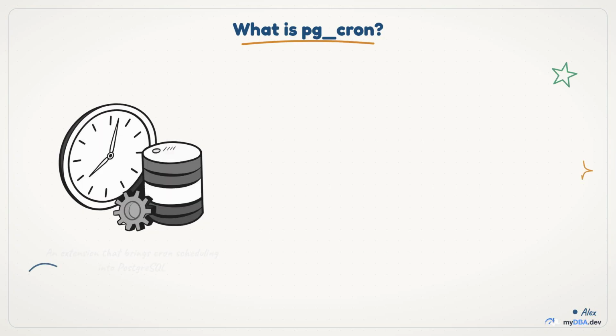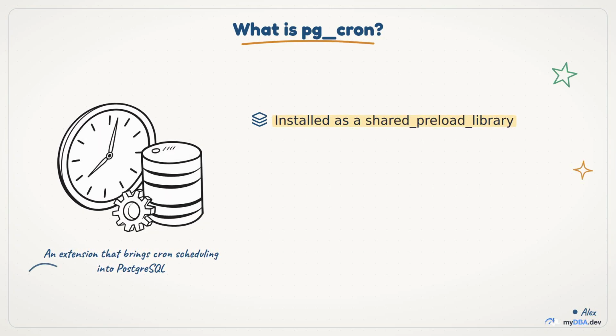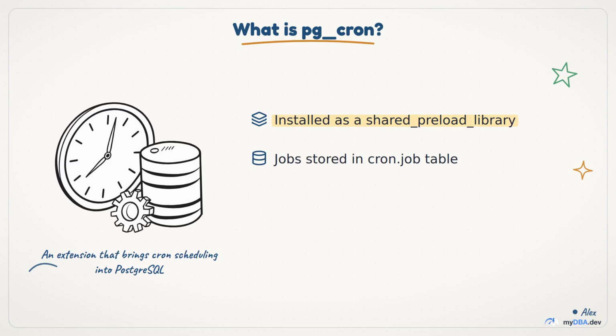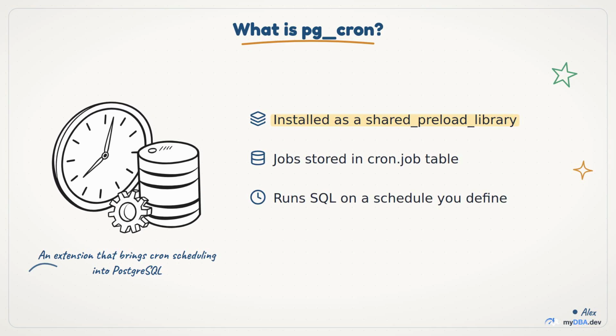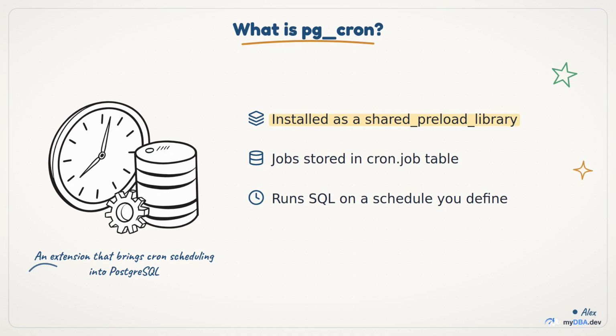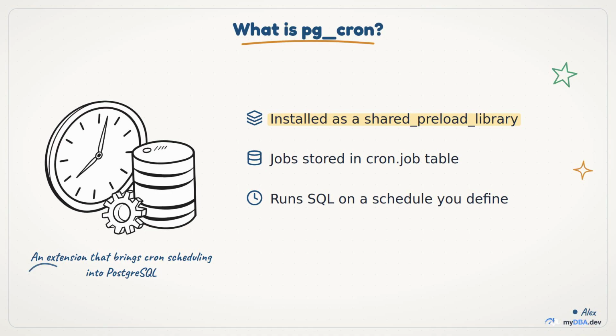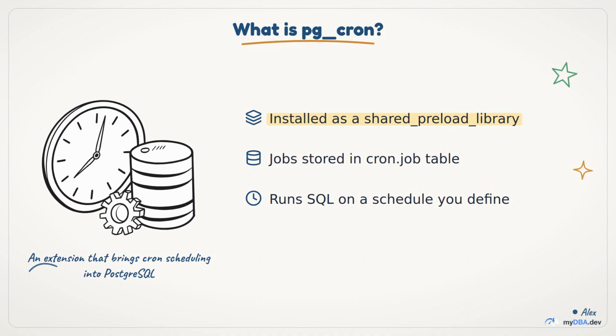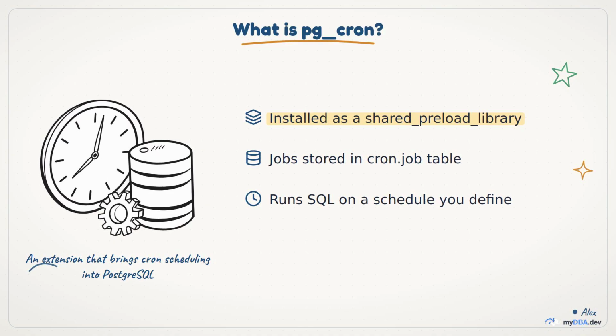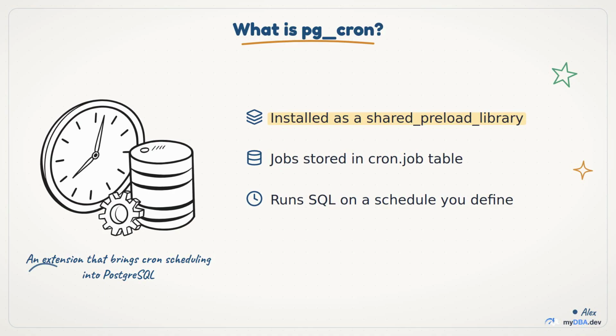So pgcron is an extension that runs as a background worker. You add it to shared preload libraries, restart Postgres, then run create extension pgcron. The extension creates the cron.job table where your job definitions are stored. The worker wakes up every minute, checks what's due, and fires off the SQL.